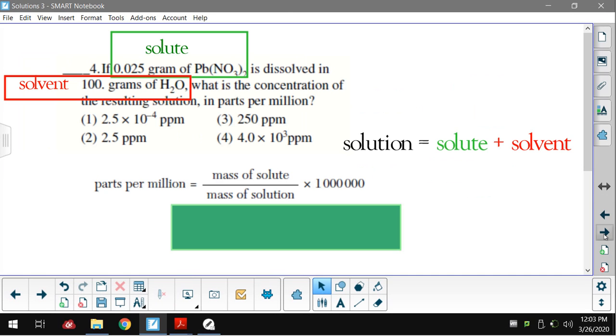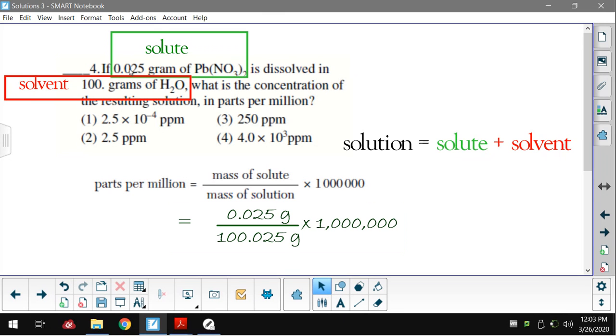Number 4 is asking you to use the parts per million formula. The parts per million formula has the mass of the solute divided by the mass of the solution. And this is the trick. Now, for this question, it's not so much of a trick, but the next one it is. Remember, the solution is the combination of the solute and the solvent. So in this case, we have the mass of our solute, which is right there, 0.025 grams of lead nitrate, over the solution, which is 100.025.